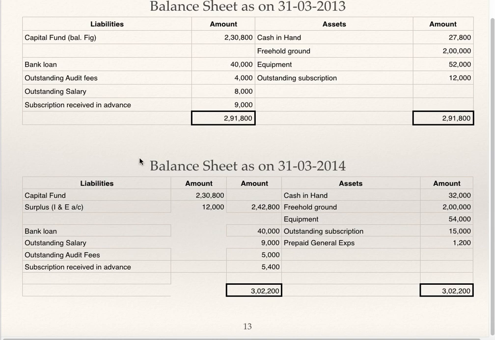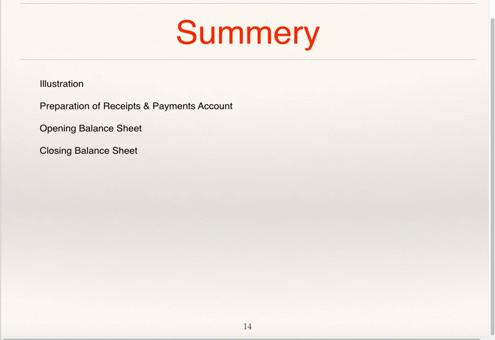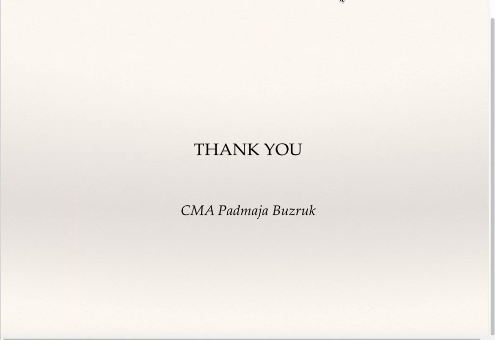From that you will get the opening capital fund. Take it to the closing balance sheet, add surplus from the income and expenditure account and get the closing capital fund. Then your balance sheet will match. In this particular video we have seen an illustration of preparation of the receipt and payment account, the opening balance sheet as well as the closing balance sheet. Thank you.